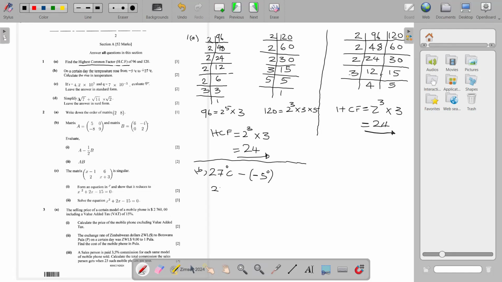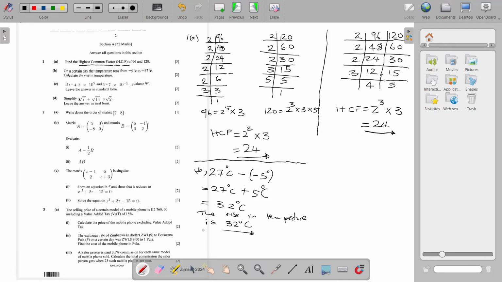So it's going to be 27 degrees Celsius, minus minus gives us plus 4 degrees Celsius, which is equal to 31 degrees Celsius. Then at the end, let's answer the question. The question was saying calculate the rise in temperature. So the rise in temperature is 32 degrees Celsius.